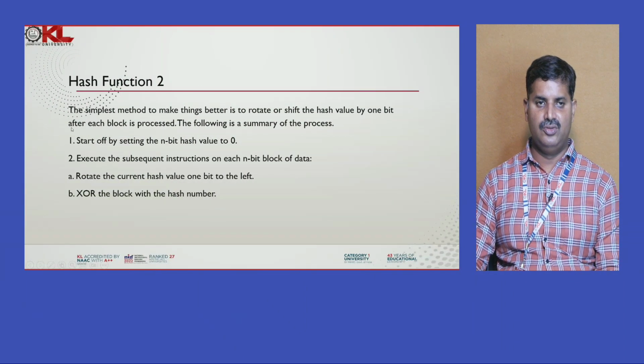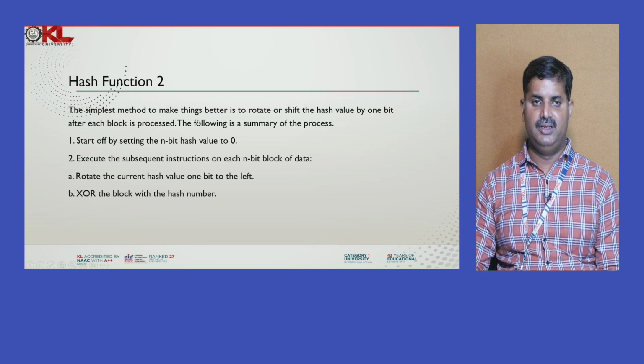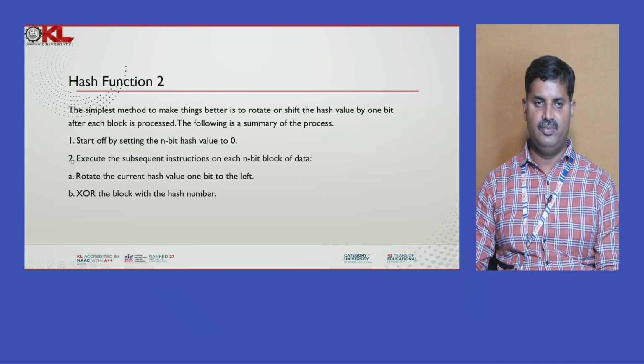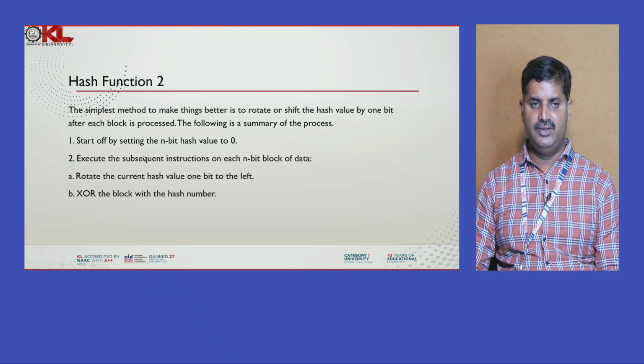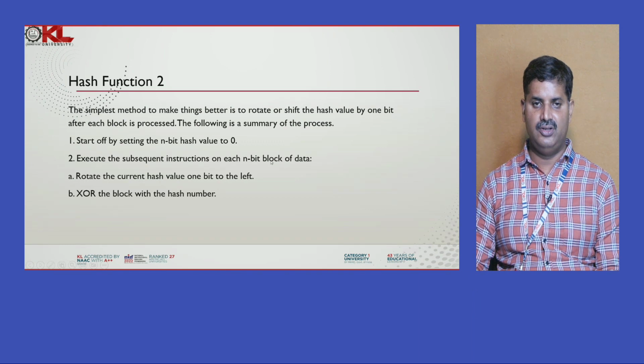Coming to hash function 2, the simplest method to make things better is to rotate or shift the hash value by 1 bit after each block is processed. The following is a summary of the process. First, start off by setting the n-bit hash value to 0. Second, execute the subsequent instructions on each n-bit block of data: rotate the hash value 1 bit to the left, and then XOR the block of bits with the hash value.